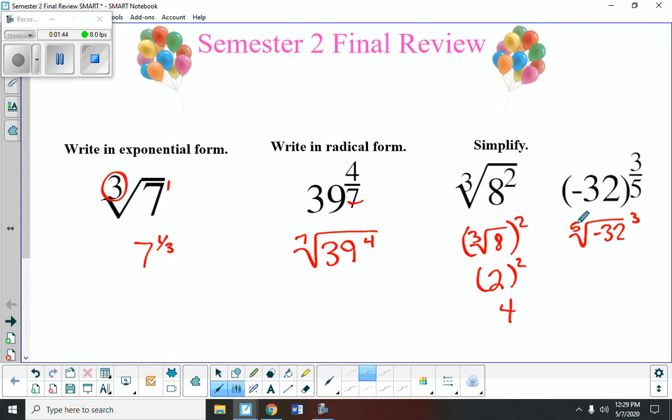All right, next one is the 5th root then of negative 32. Well, 2 to the 5th power is 32. Negative 2 to the 5th power is a negative 32. And the 5th root of negative 32 is a negative 2, and then you cube it. So 2 times 2 times 2 is 8, and that will be a negative 8.